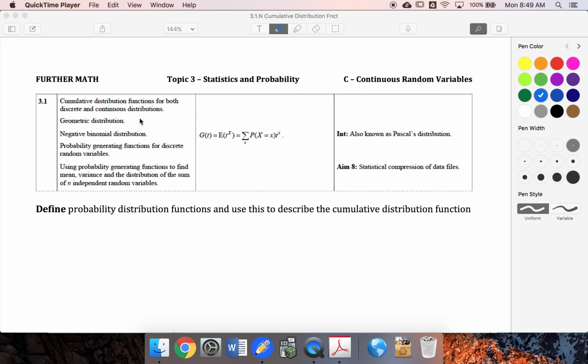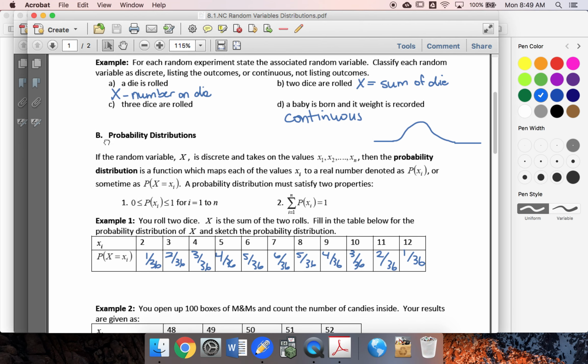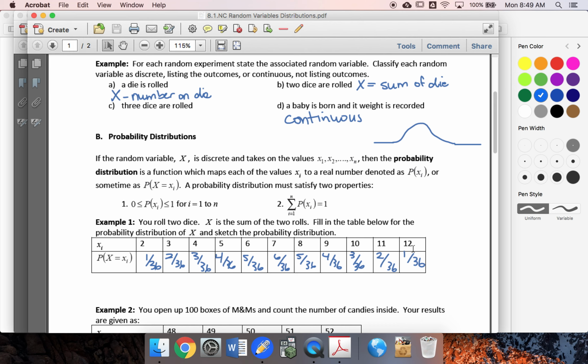Hello students, in this set of videos we're going to be looking at cumulative distribution functions for discrete and continuous distributions. Before we do that, let's go back and look over some of the stuff from our core content in the HL class. So we started by looking at discrete random distributions, and for a discrete random distribution we looked at all of the possible values that x could take and the probability of that happening.